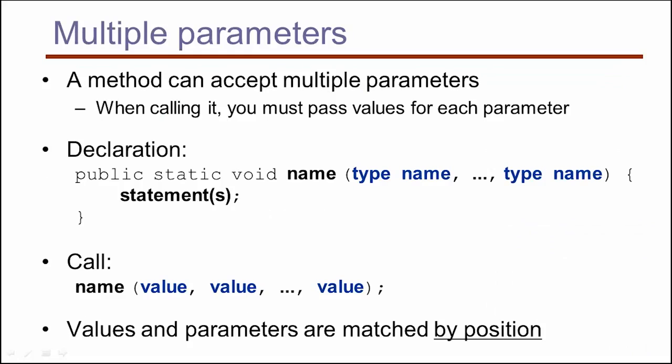You can specify methods that receive multiple parameters by separating the parameters with commas. You must specify the type and name of each parameter. And when you call such a method, you must supply a value for each parameter. The values at the call are matched to the parameters of the method by position. The first value to the first parameter, the second value to the second parameter, etc.